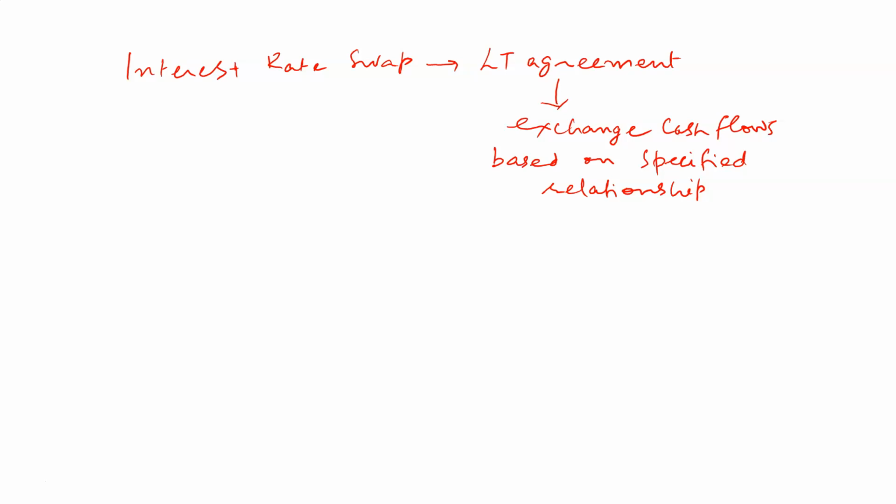And if you're also familiar with what forward contracts are, then you can also understand interest rate swaps as a series of forward contracts. And for forward contracts, we will need an underlying variable. And in this case, the underlying variable will be interest rates. So an interest rate swap could also then be understood as a series of forward contracts based on interest rates.